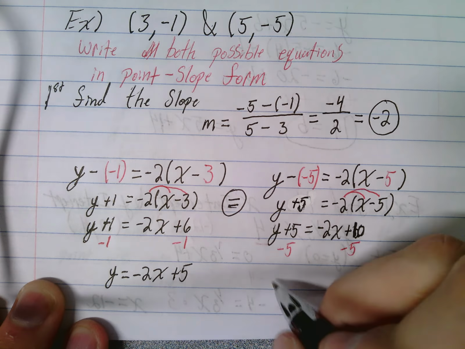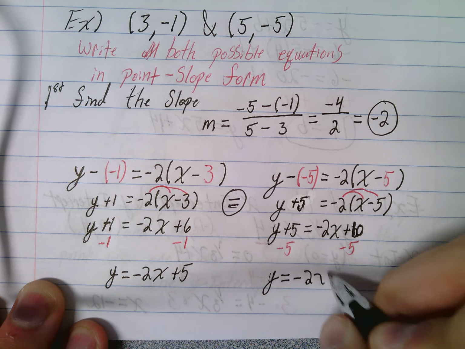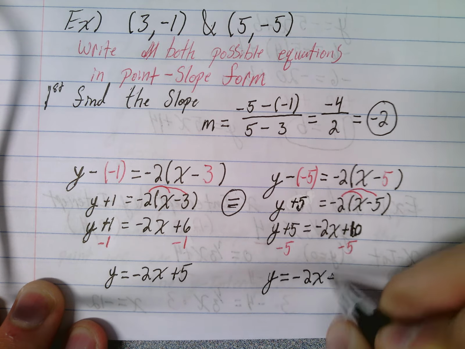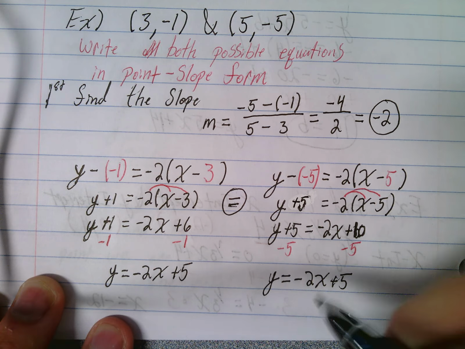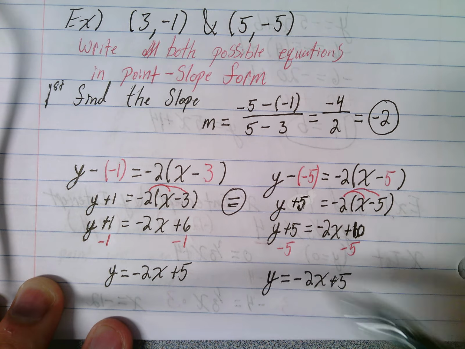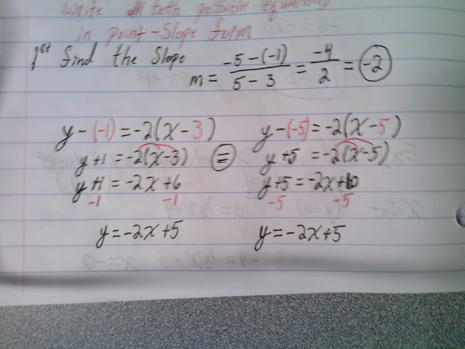Again, we get y is equal to -2x, and 10 minus 5 is 5. So if we simplify them down, we still get the same thing. That's why this works. This is why point slope form works. They give us the same thing.